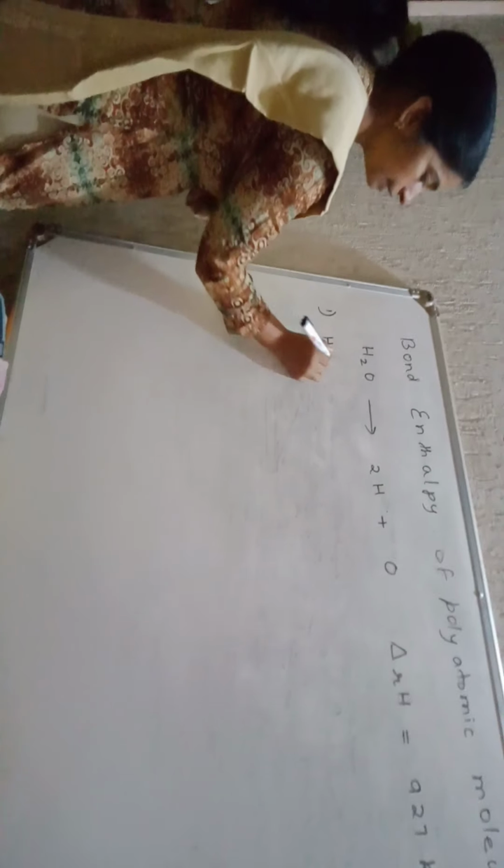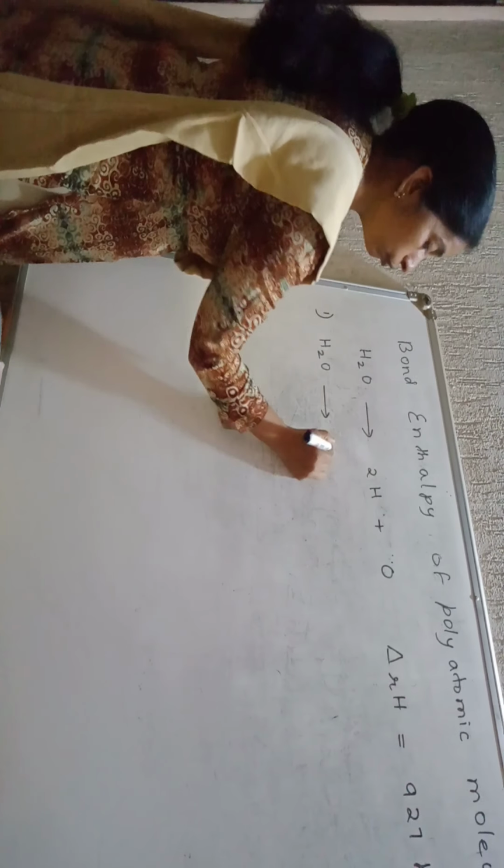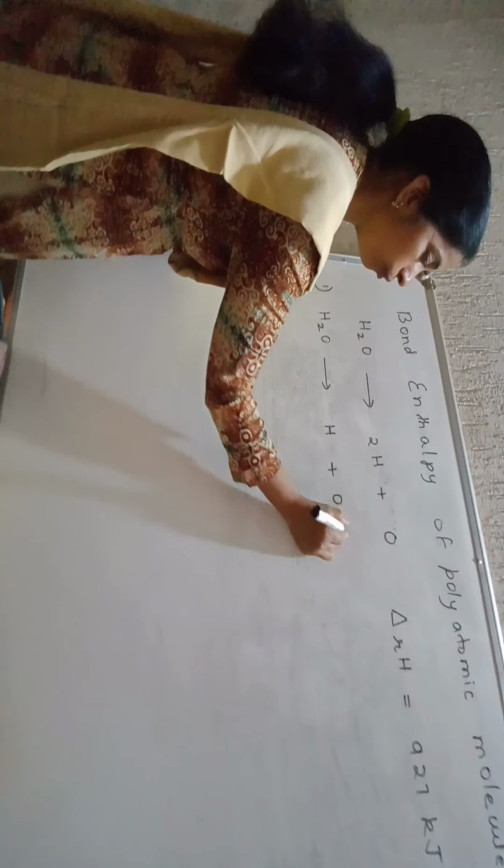Now you may ask how this reaction actually happens. How are you going to represent this enthalpy change in terms of bond enthalpies? I'll show you. Step number 1, H2O gives H plus OH. The corresponding enthalpy of the reaction is 498 kJ.